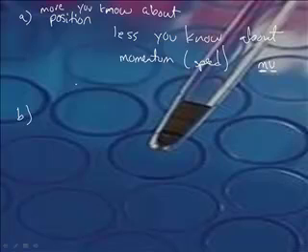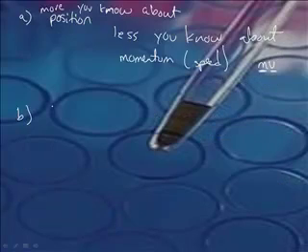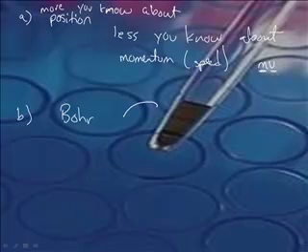Letter B says, what aspect of the Bohr theory of the atom is considered unsatisfactory as a result of the Heisenberg uncertainty principle? This question is from 1987. So what do you think, Mr. Sams? Well, Bohr said that the electrons orbit a nucleus like a planet going around a sun. So if that were the case, we would have a pretty good idea of where that thing is going to be. It could be here, folks, or here. Right, it's on a fixed path.